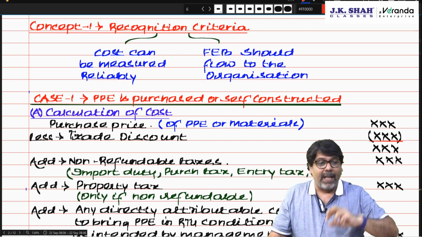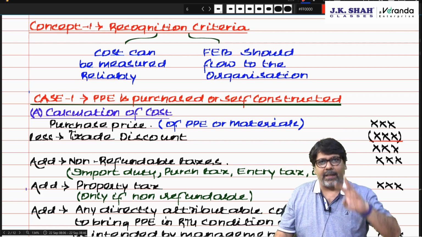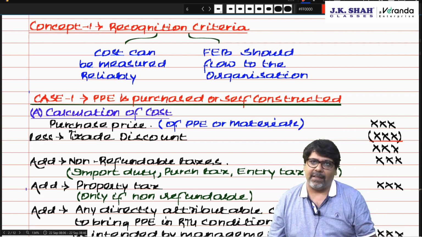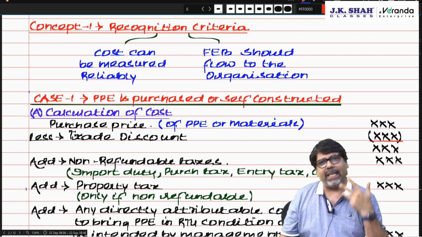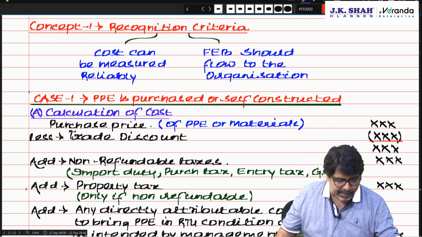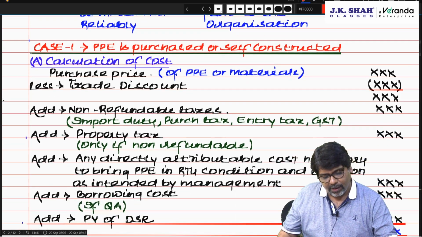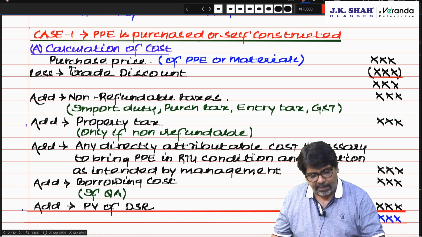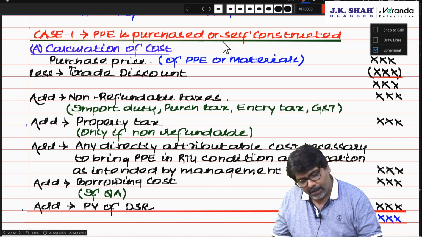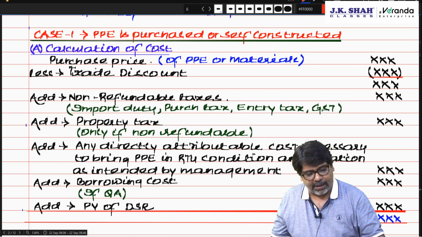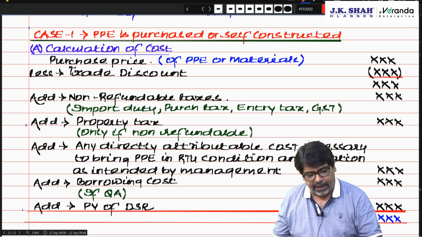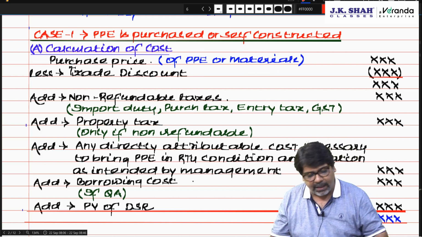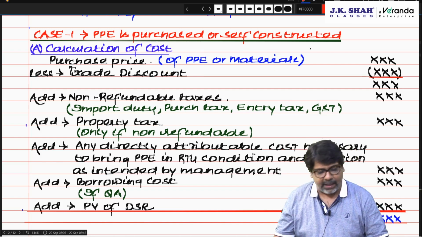Yes, sir. Now, initial recognition, I had told you there are 4 situations. I can purchase the asset for cash, I have constructed the asset, deferred payment, and exchange. Let us consider one by one. Calculation of cost of the asset. Purchase price of PP or material, depending on whether it is purchased or constructed. If I have purchased, then the purchase price of PP. If I am constructing, then the purchase price of material. Less trade discount.